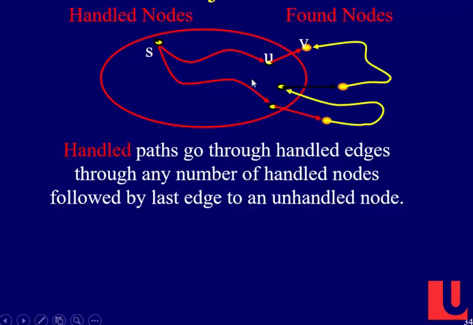So here are the handled nodes, right? The handled nodes are the nodes that have been handled. The handled paths are the paths that go how long?